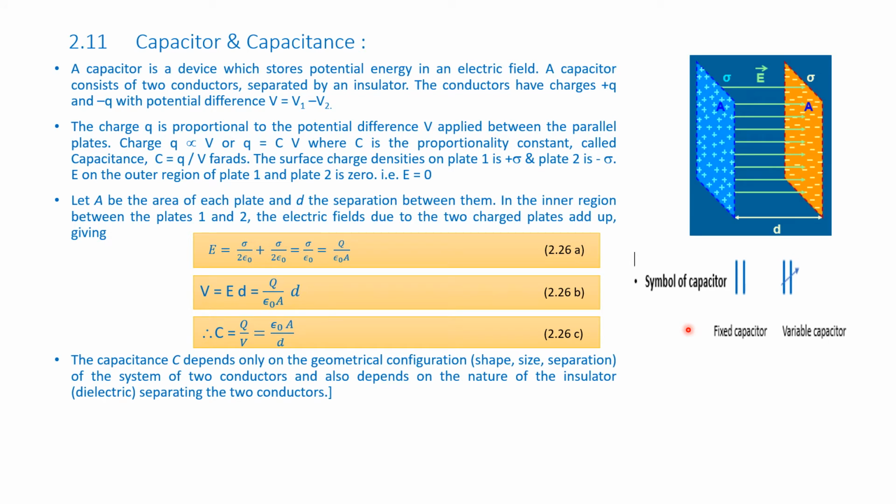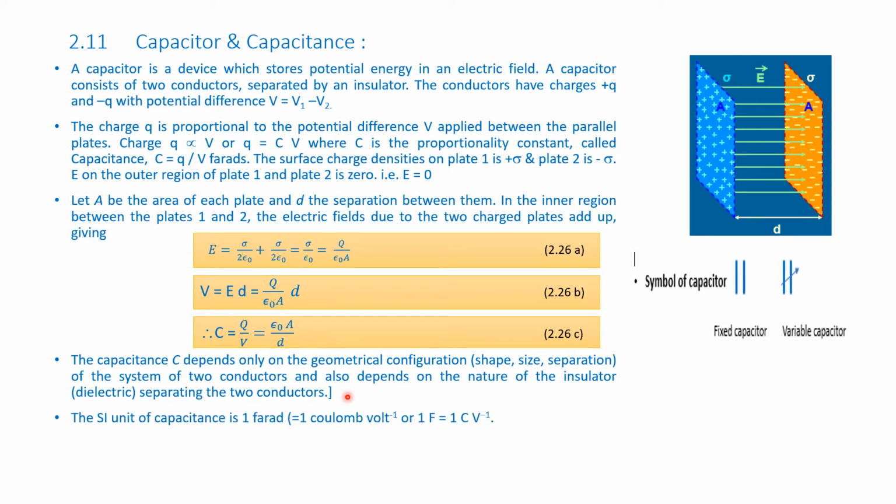The capacitance C depends only on the geometrical configuration, that is shape, size and separation. Shape, we know, includes parallel plate capacitors, cylindrical capacitors and so on. Size is the area, and the separation is the distance between the two conductors. It also depends on the nature of the insulator, which is characterized by the dielectric constant or permittivity, epsilon naught or epsilon r, as the case may be.